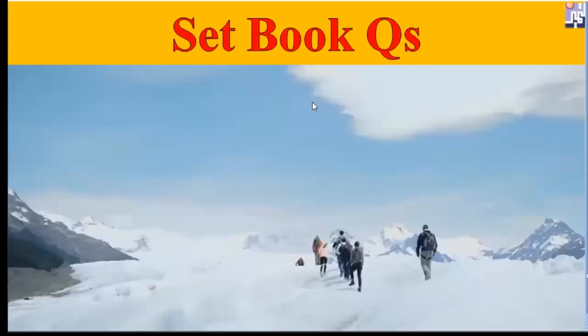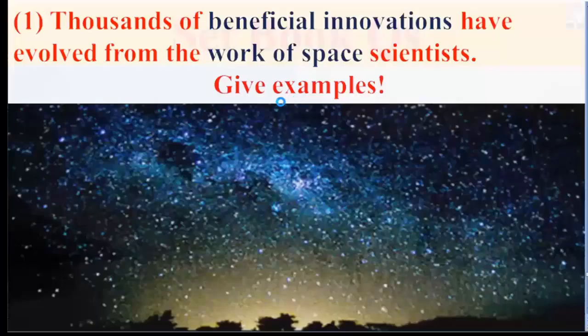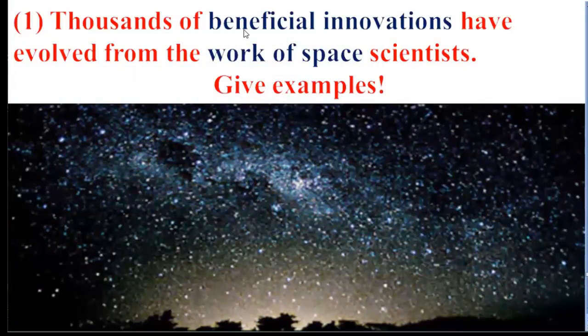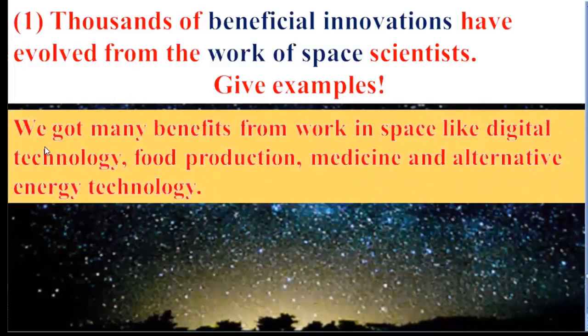Now, dear students, we are going to present some very, very important set book questions. I'd like you to try to concentrate on them. Thousands of beneficial innovations have evolved from the work of space scientists. Give examples. Read it again, please. Thousands of beneficial innovations have evolved from the work of space scientists. Give examples. Here we have so many examples, dear students. We got many benefits from the work in space. Like what? You have to give examples. We can say digital technology, food production, medicine, and alternative energy technology.